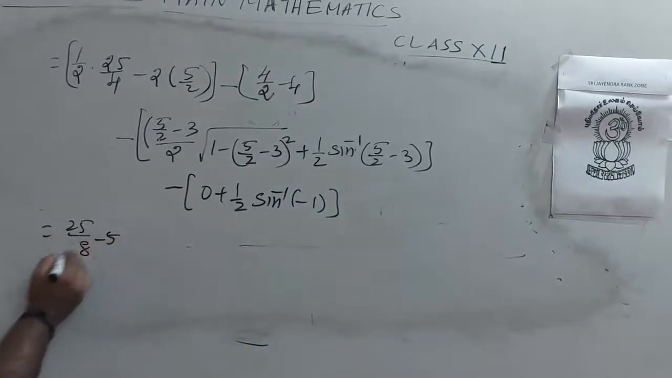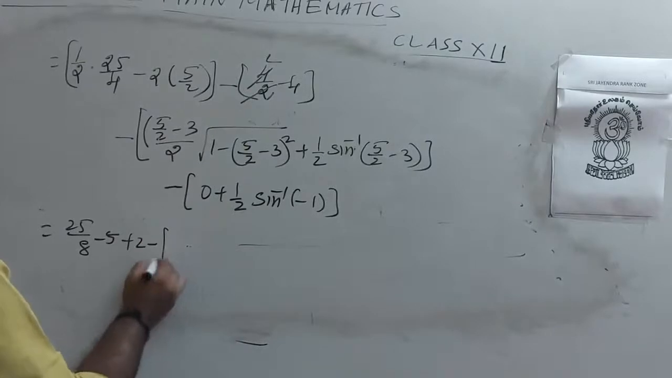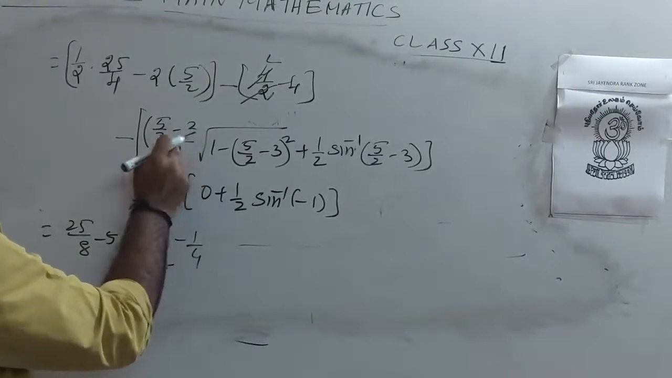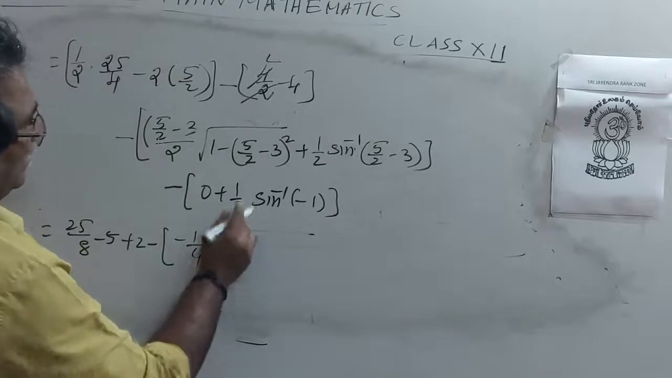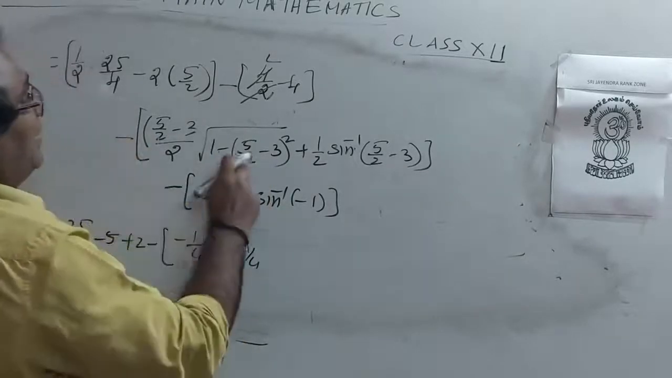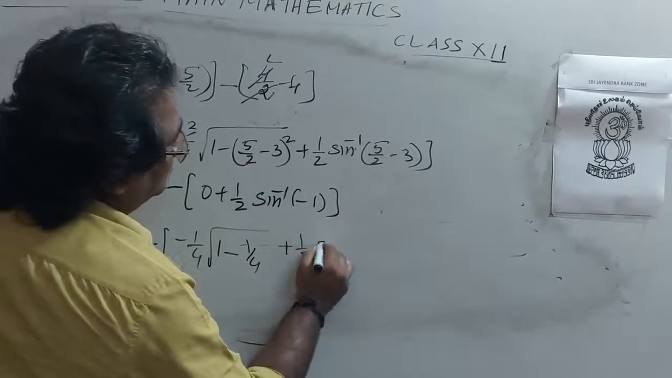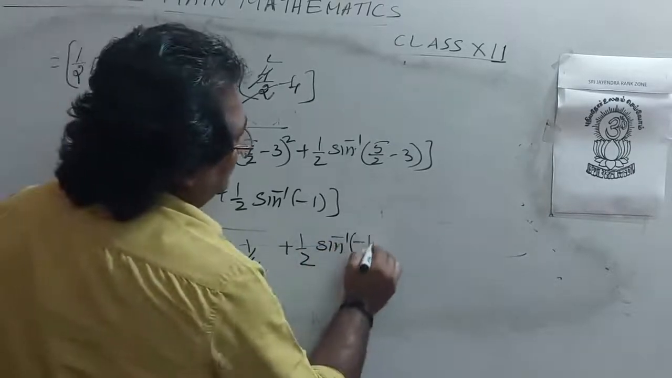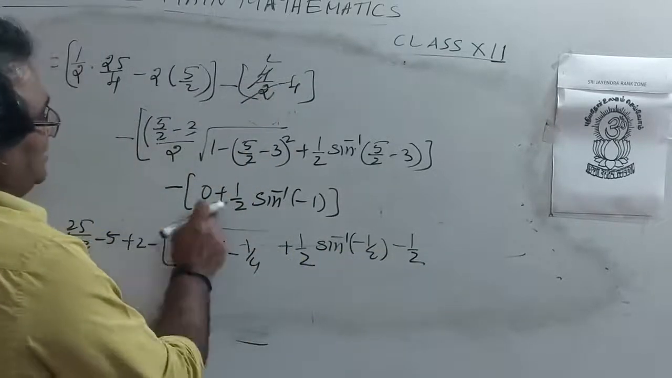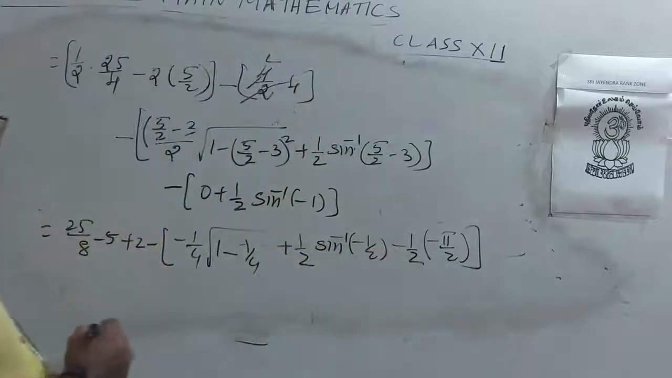Twenty-five by 8 minus 5, 2 minus 2, again plus 2, minus 2 into 3, 6, 5 minus 6, minus 1 by 2, so this is minus 1 by 4 root of 1 minus 1 by 4, since 5 minus 6, minus 1 by 2, whole square means 1 by 4, plus 1 by 2 sin inverse of minus 1 by 2, minus, and plus 1 by 2 sin inverse of minus 1, that is minus pi by 2.